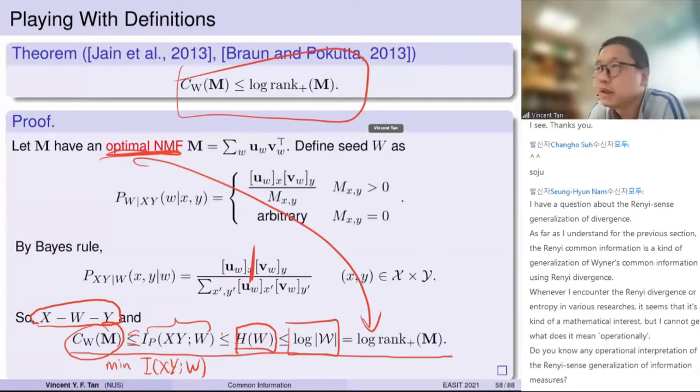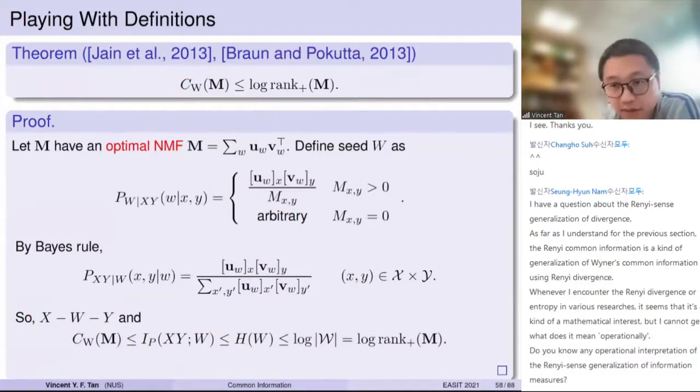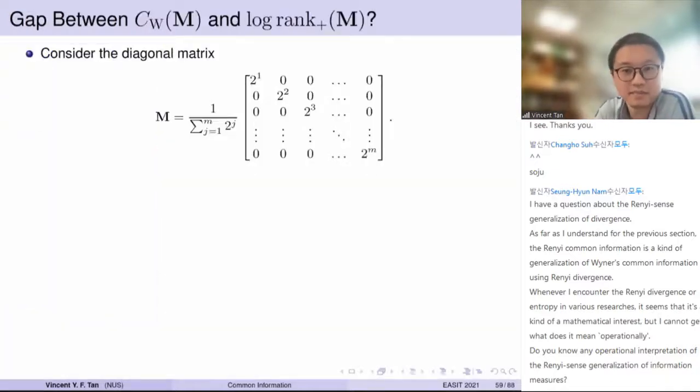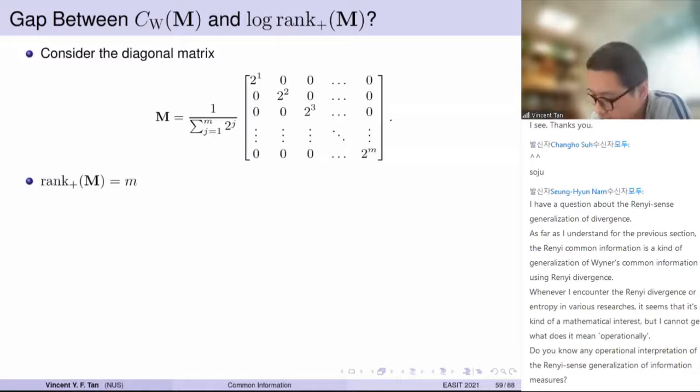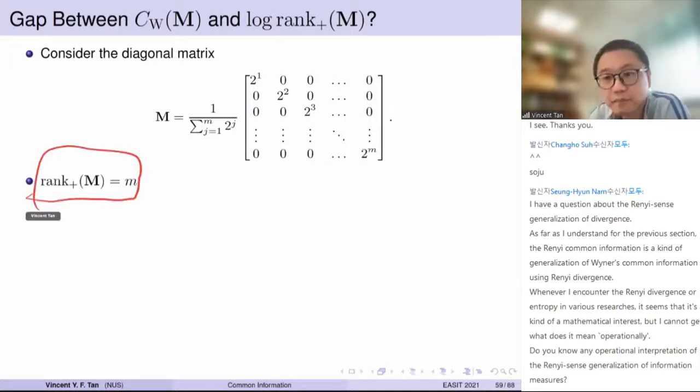So you may wonder, every time we prove an inequality, we need to wonder whether this is tight, whether this can be equal, or whether this is arbitrarily loose. So these two are very big. The gap is huge. And indeed, the gap is huge. Let's consider the diagonal matrix given by the following. Now, the rank is M. The non-negative rank is M. What is Wiener's common information?